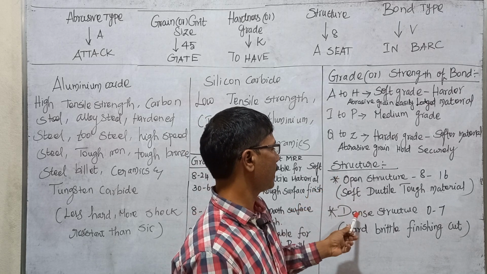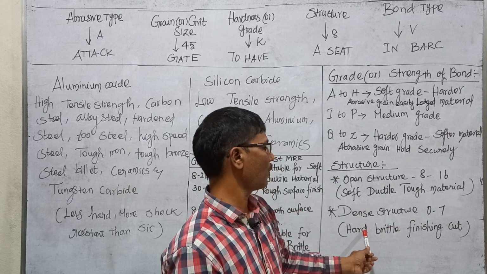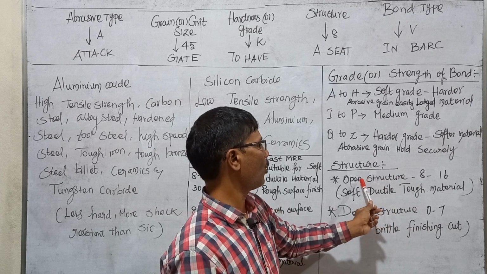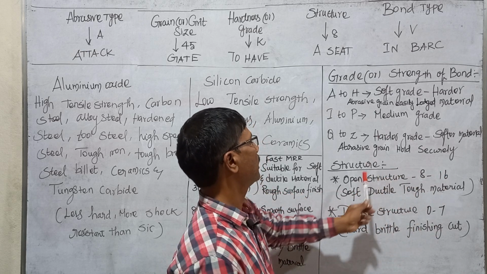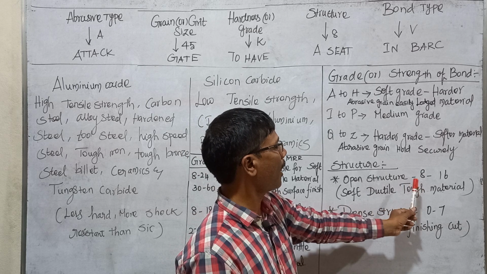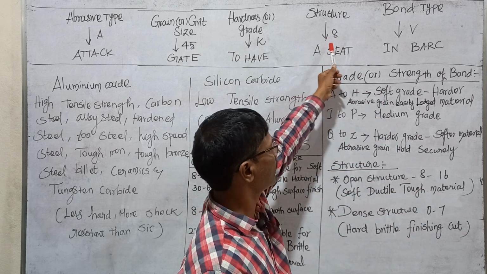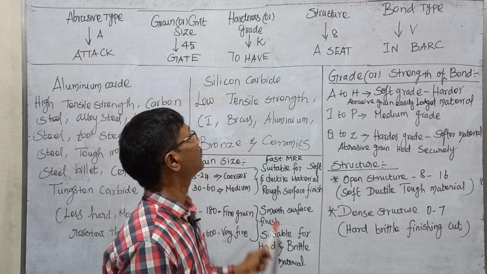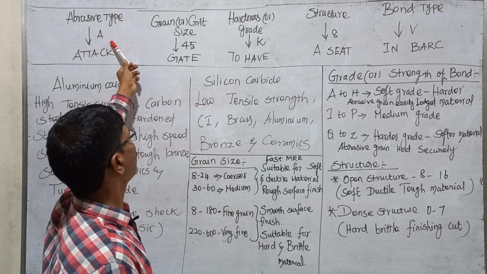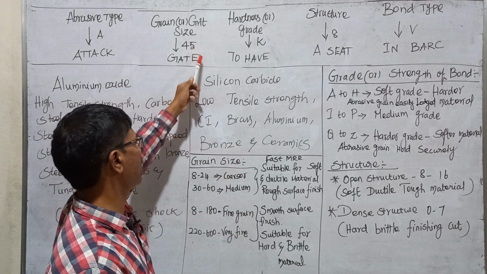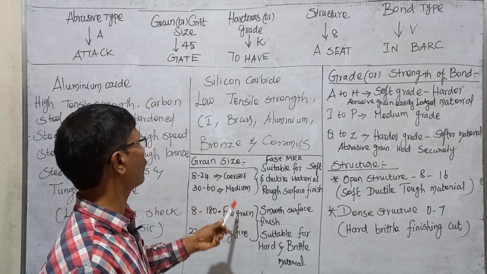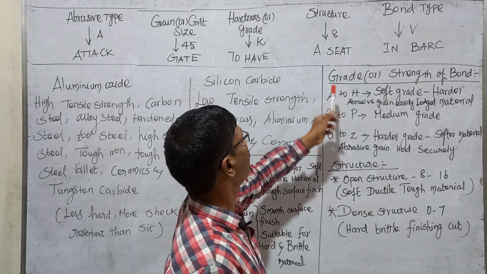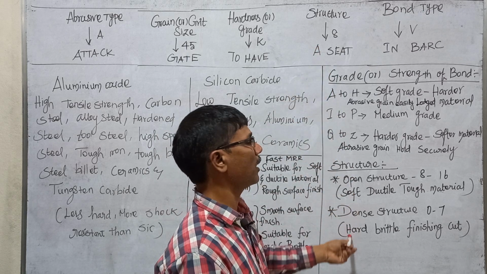And structure: dense structure means 0 to 7. It is suitable for hard and brittle finishing cuts. Open structure, 8 to 16, means soft, ductile or tough material. So this is the structure; structure 8 means it is an open structure. In this way we can find out what type of abrasive, what the grain size is, whether it is coarse, medium or fine, whether it is a harder or softer wheel, and the structure, open or dense.